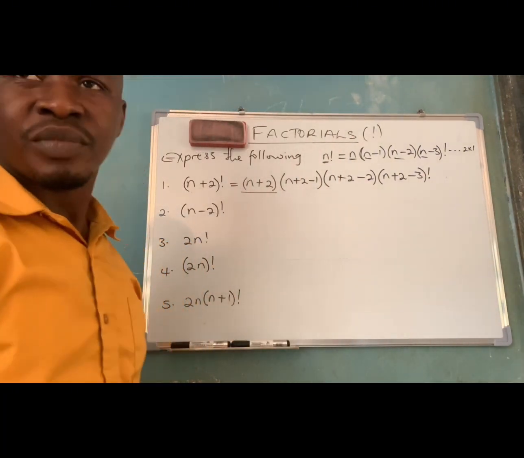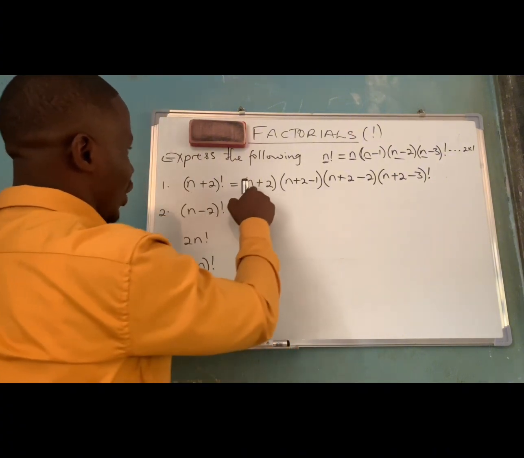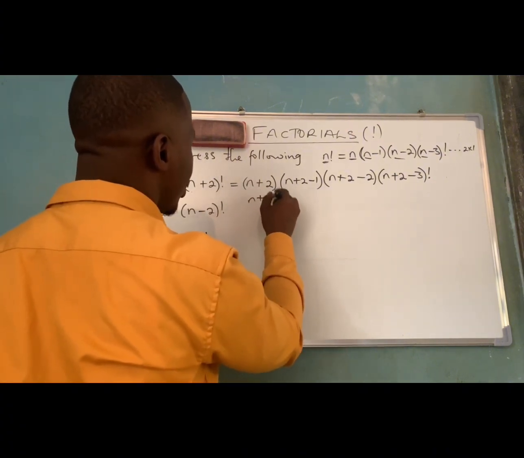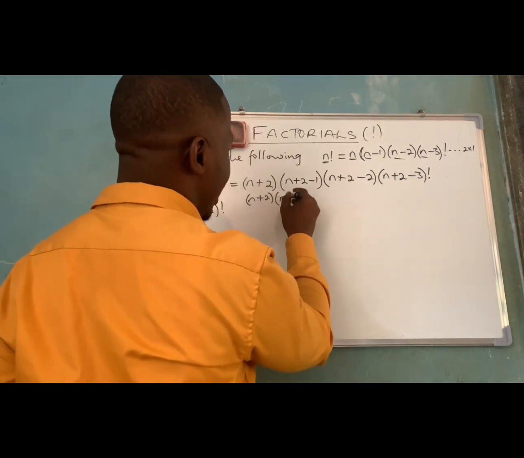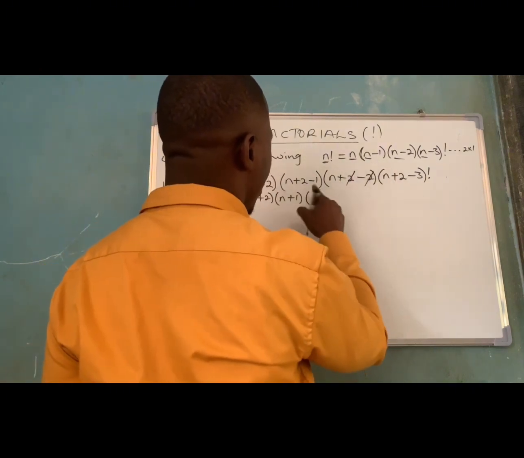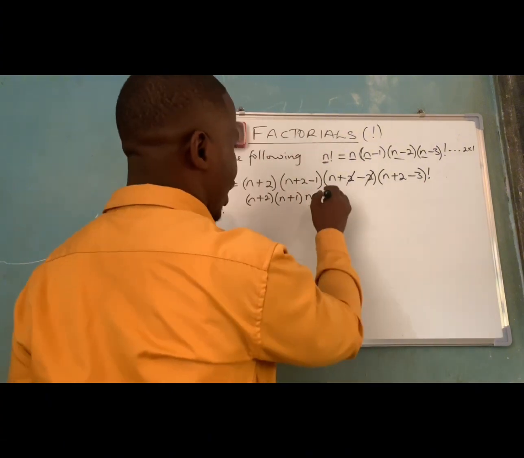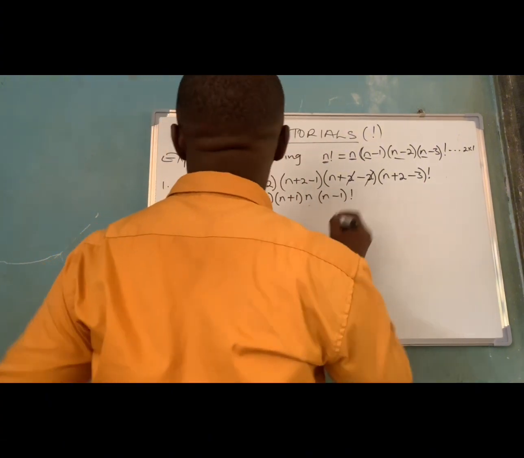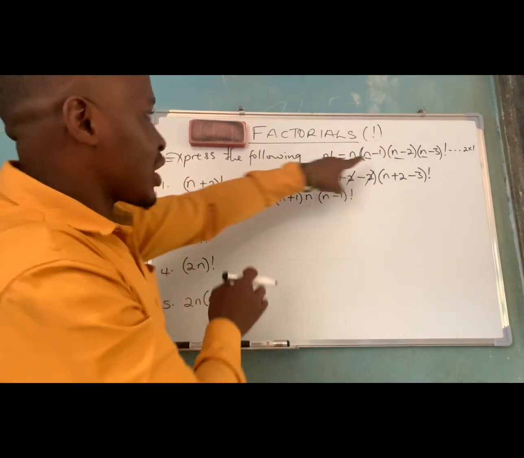So now we can conclude that n plus 2 factorial is n plus 2. So 2 minus 1 is 1, so we say n plus 1. 2 minus 2 is 0, so we can say n. 2 minus 3 is minus 1, so n minus 1. So n plus 2 factorial is the n plus 2 itself, just like this one.